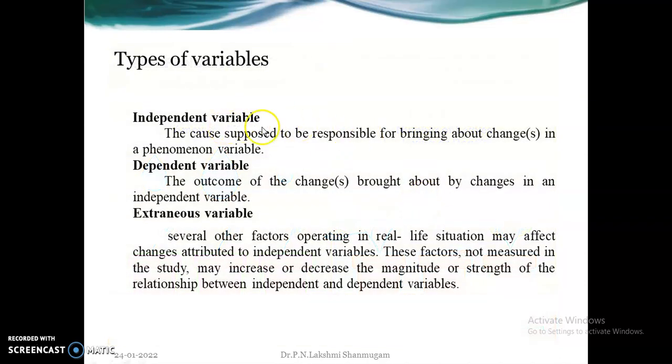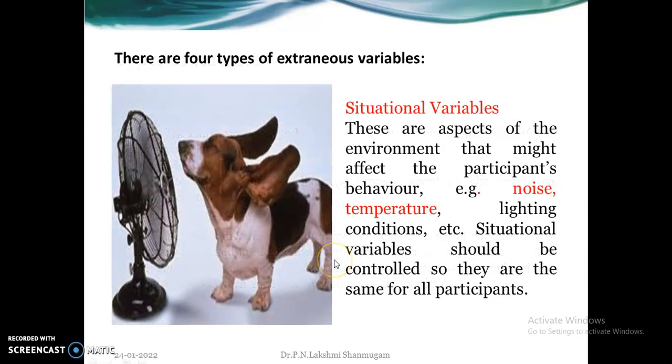Types of variables. Independent variable: the cause supposed to be responsible for bringing about change in a phenomenon. Dependent variable: the outcome of the change brought about by changes in an independent variable. Extraneous variable: several other factors operating in real life situations may affect changes attributed to independent variables. These factors, not measured in the study, may increase or decrease the magnitude or strength of the relationship between independent and dependent variables. There are 4 types of extraneous variable.